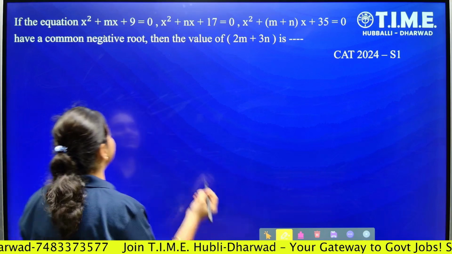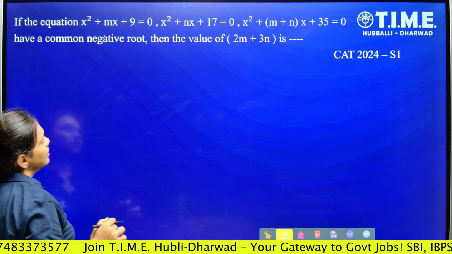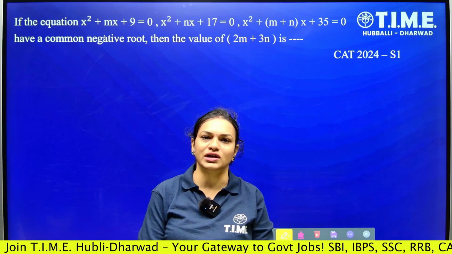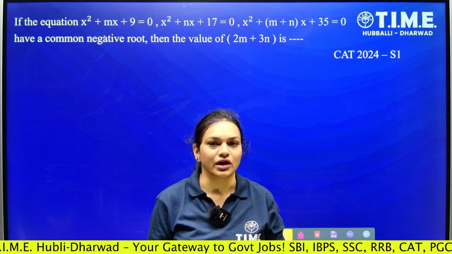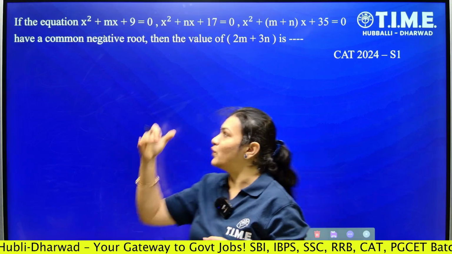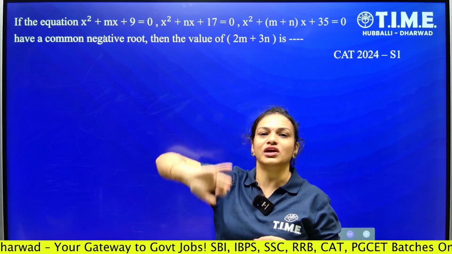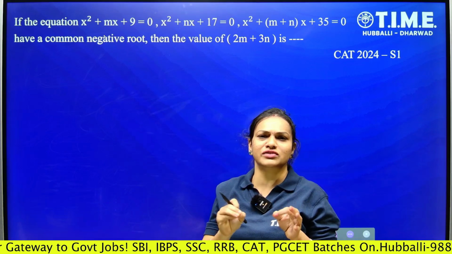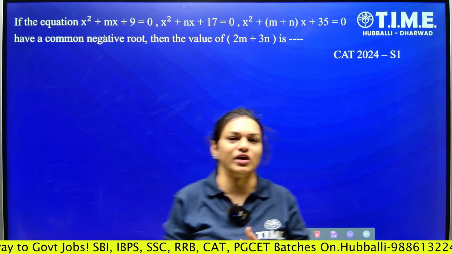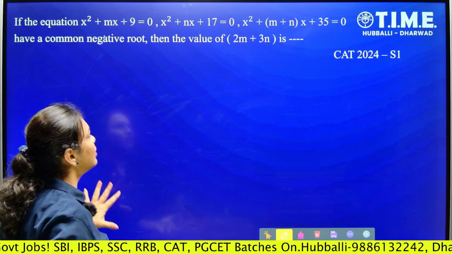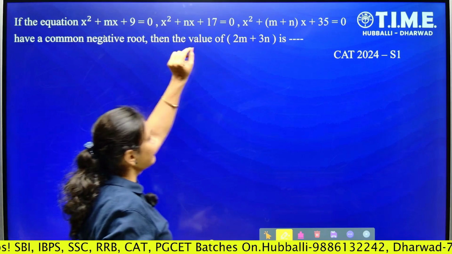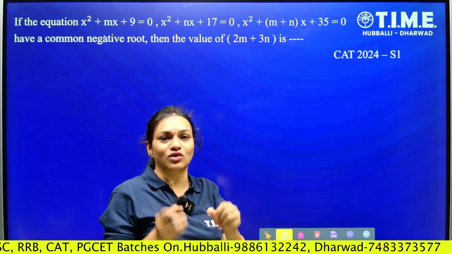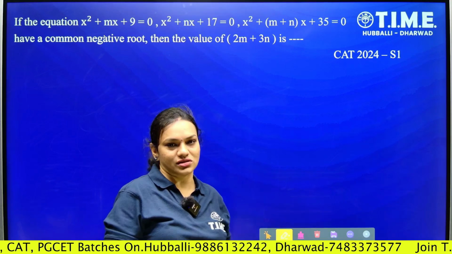Since the question has a common negative root, we'll take the common negative root as a, or else you can take it as x itself, nothing is there. If I take a, we have to rewrite the entire equation in terms of a. If you keep x only, because the equation is already in terms of x, we'll take it as it is. It will be very easy. Now, since the condition is that they have a common negative root, we can equate the equations.